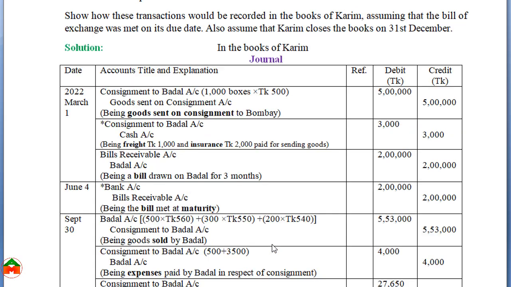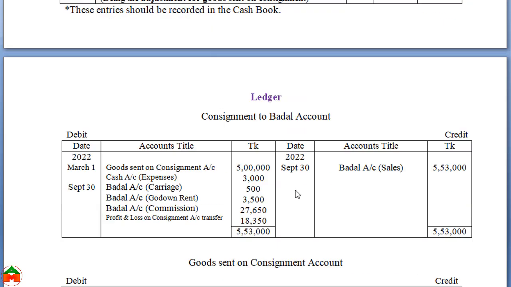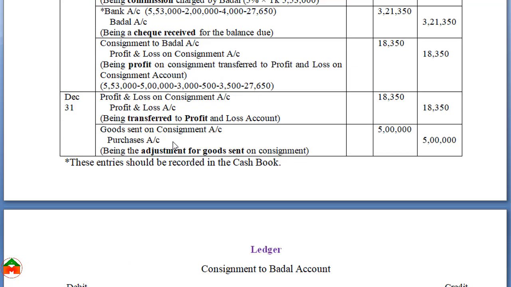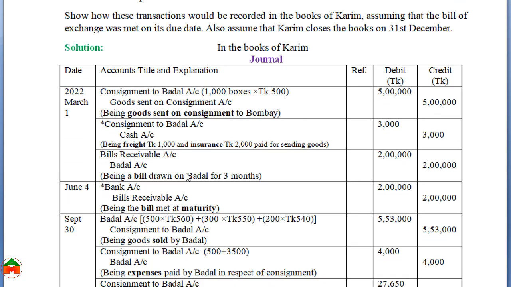Here consignment to Badal account is debit with the amount of 5 lakhs. So this is debit. We have to write down the amount on the debit side. You can see this is the debit side, this is the credit side. So we have shown this amount on the debit side, and in writing the name of accounts, we have to write the opposite name. Here the opposite name is goods sent on consignment. So we have written the account title of the opposite side.